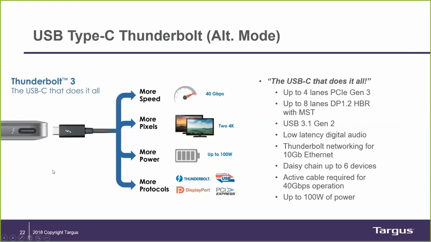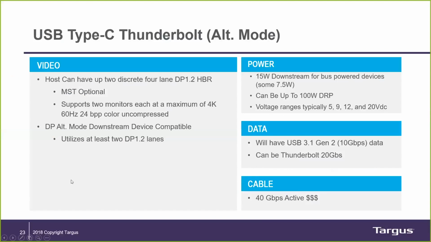So with Thunderbolt, you give up a couple things. Basically, while it's wonderful for video, that is to say you could have 2 discrete 4-lane DP 1.2 high bitrate, 2 lanes of data. Remember, this is DP 1.2, not 1.3 that you had in the alternate mode, which is compatible and down to 1.2.